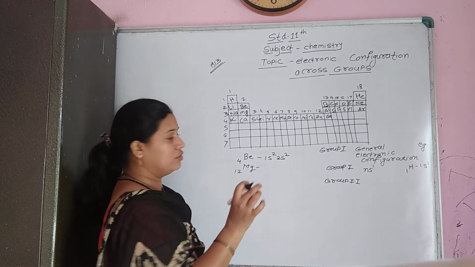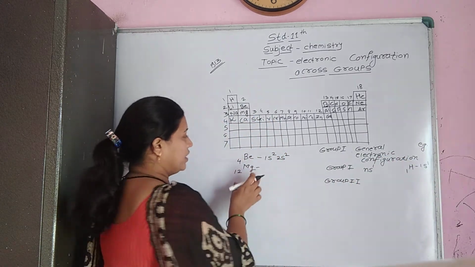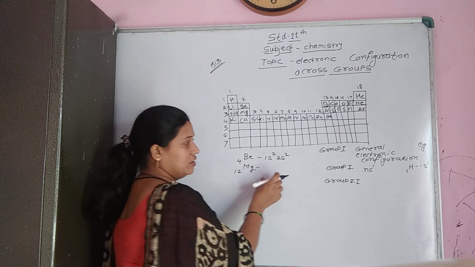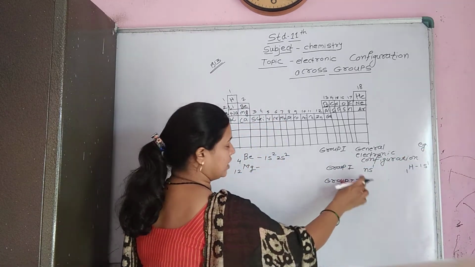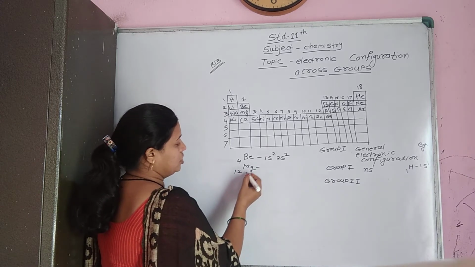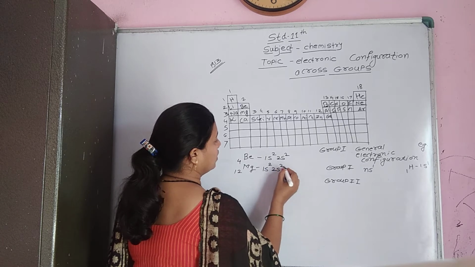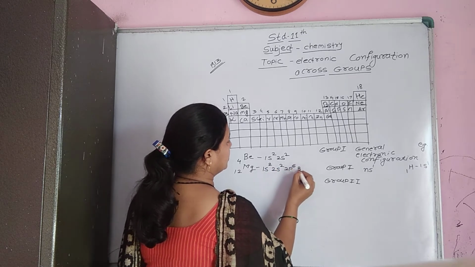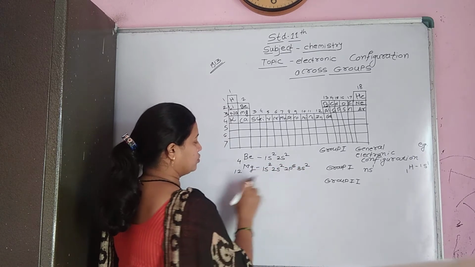All students have to note down the elements and their electronic configuration in the column of examples, in front of group second. Magnesium, having atomic number 12, has electronic configuration 1s2, 2s2, 2p6 and 3s2: 6 plus 2 is 8, plus 2 is 10, plus 2 is 12.